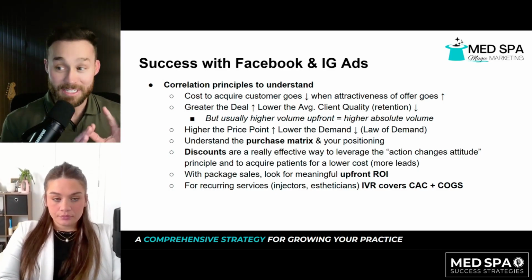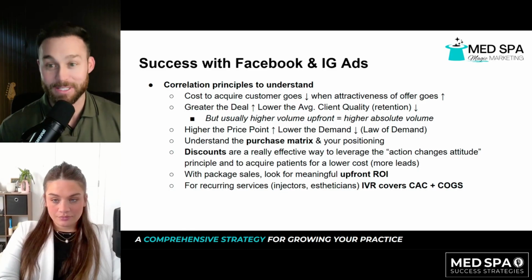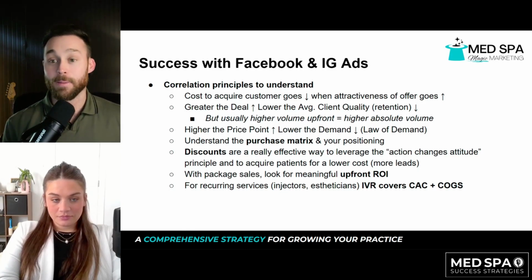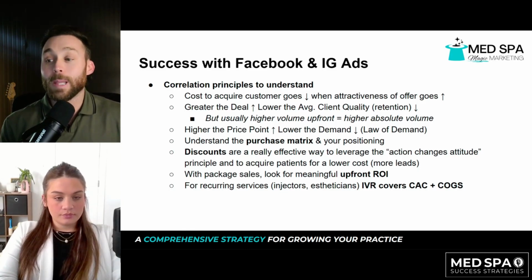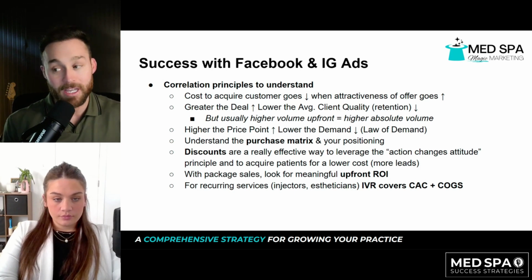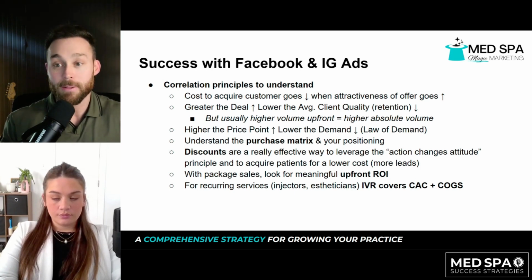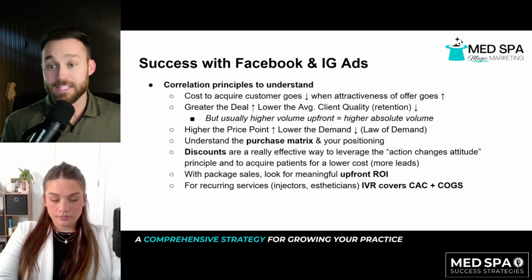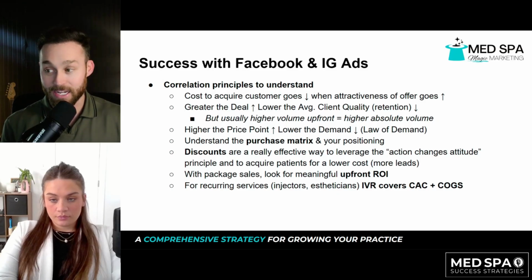Second thing is, the greater the deal, the lower the average client quality. There's a very important caveat to this. Just understand that the better your deal is, the more likely people are to be choosing you because of the price sensitivity on average. But the caveat is usually higher volume up front with this strategy leads to higher absolute volume at the bottom end. So let me explain that like I did in the last video.